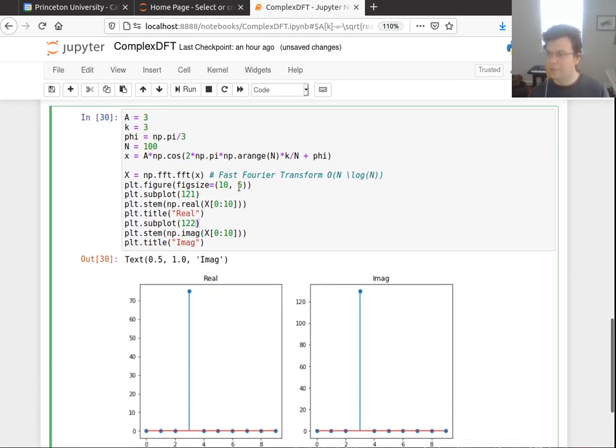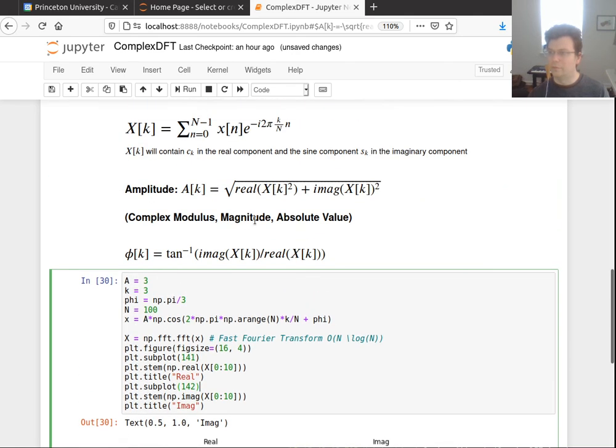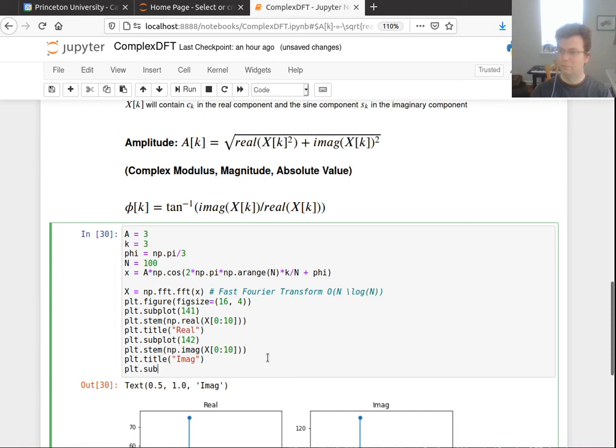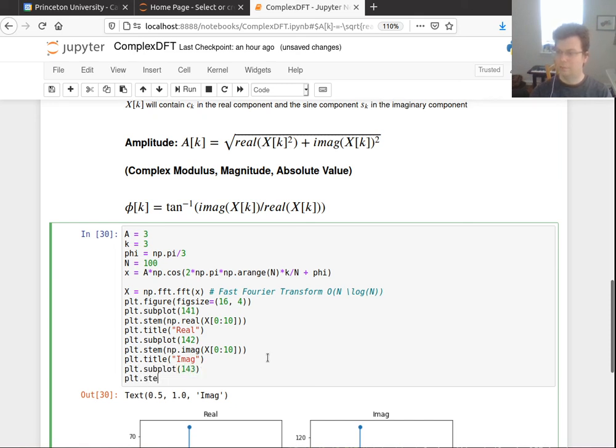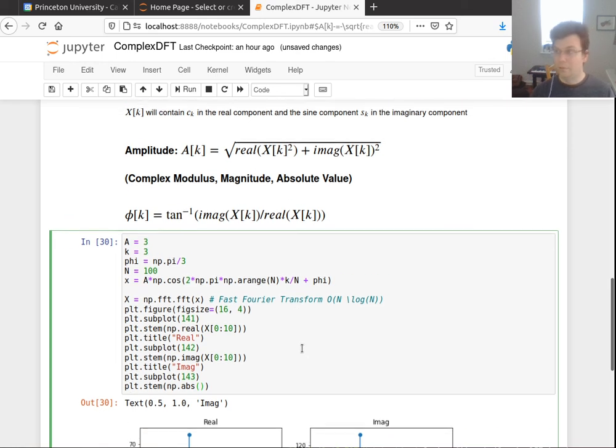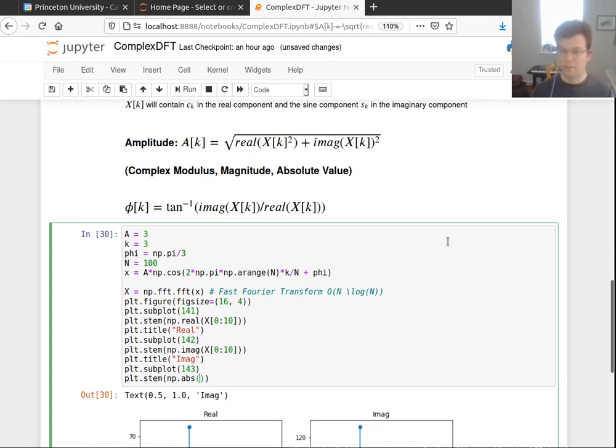There's one more thing I want to plot, which is I don't just want to plot the real and imaginary. Let me plot a few things. I'll also plot the amplitude and the phase following these formulas. So let me plot the amplitude. Actually, I can shorthand because numpy's absolute value will do this, because it's also the definition of the absolute value of a complex number. That's the square root of the real component squared plus the imaginary component squared. So I can do the absolute value of x from 0 to 10, and that is going to be the amplitude.